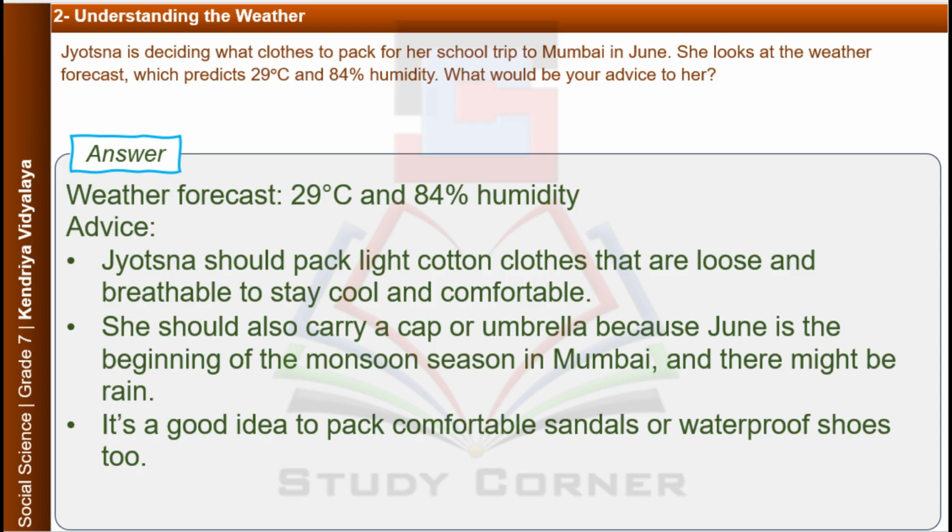Answer: weather forecast, 29 degrees Celsius and 84% humidity. Advice: Jyotsna should pack light cotton clothes that are loose and breathable to stay cool and comfortable. She should also carry a cap or umbrella because June is the beginning of the monsoon season in Mumbai and there might be rain. It's a good idea to pack comfortable sandals or waterproof shoes too.